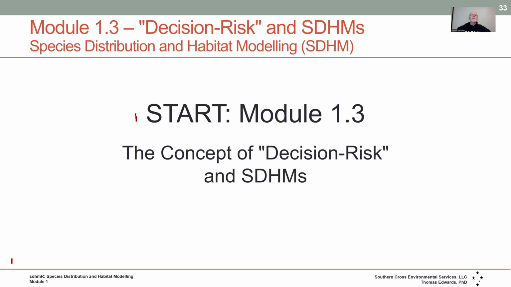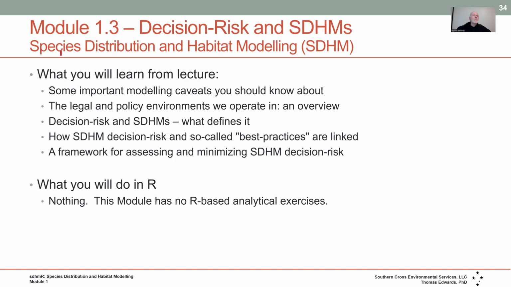Okay, we just finished Module 1.2, which talked about how you can develop an intended use statement or set of statements for your particular distribution model. Now, another important consideration at the start of construction of these types of models deals with the concept of decision risk and how that relates back to the model you're trying to build. And so that's what the topic of Module 1.3 is about.